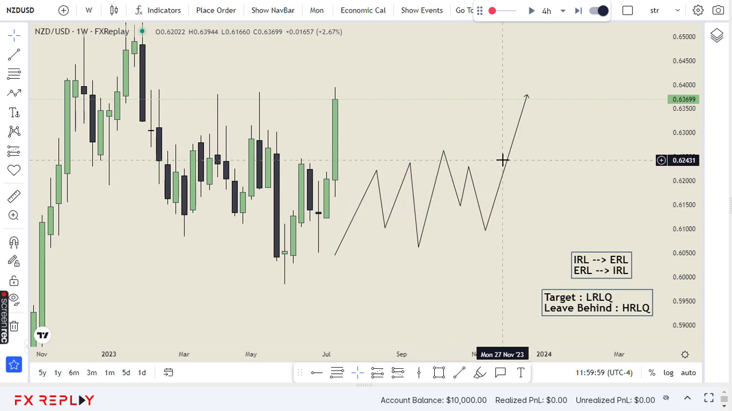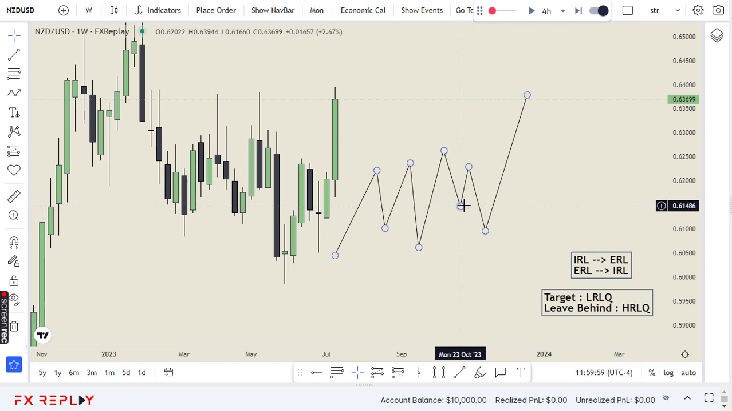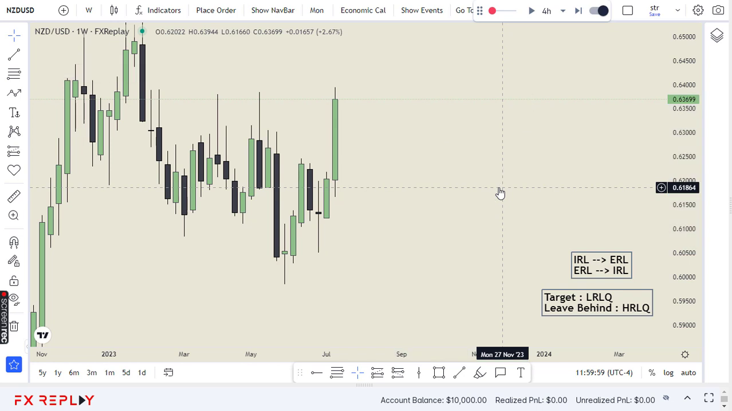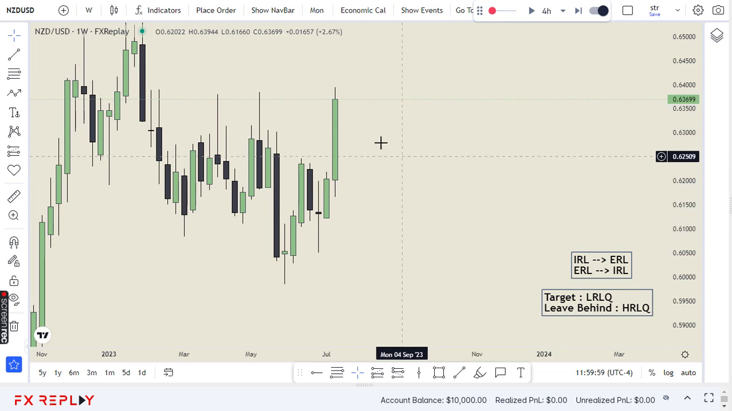So the logic is we have already taken liquidity from here, then we don't have to go to this swing right here because the liquidity has already been purged. So this is what you want to leave behind when you take a long position, for example, here. So this is the second concept. By merging two concepts together, we can determine the bias of the market.